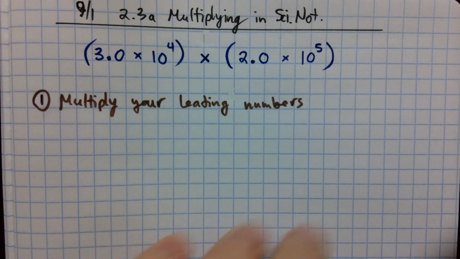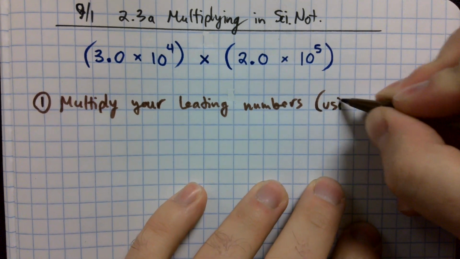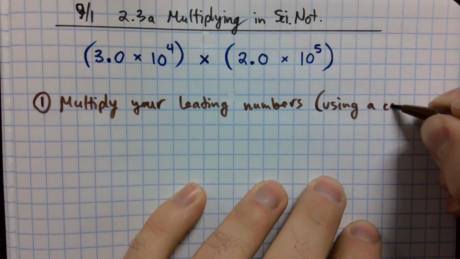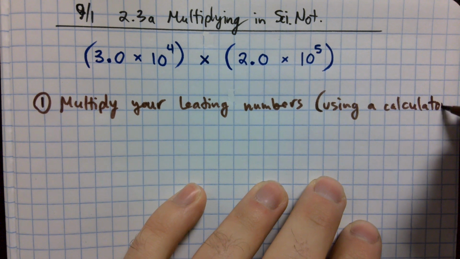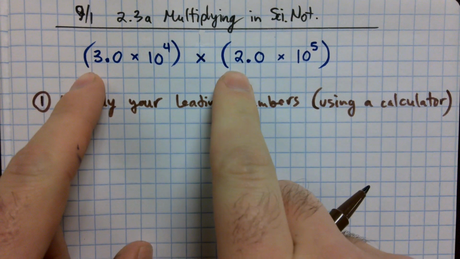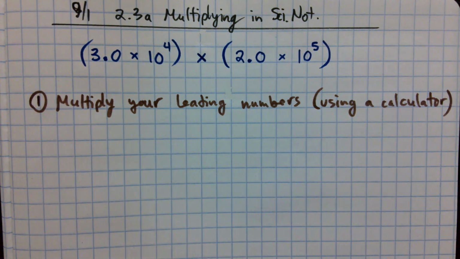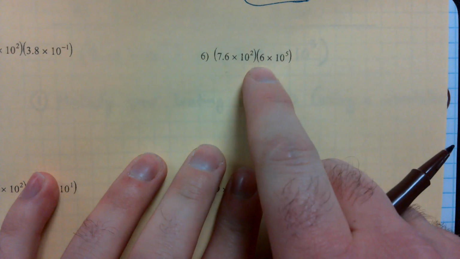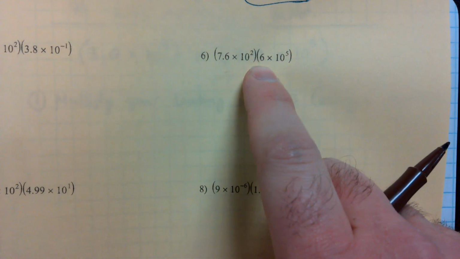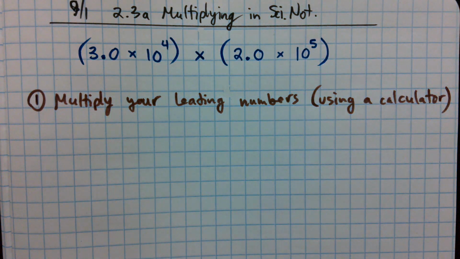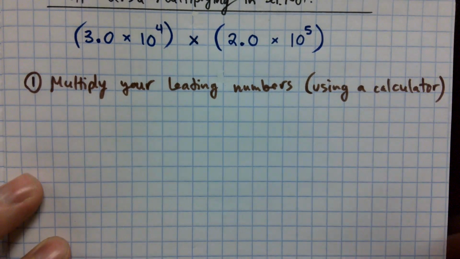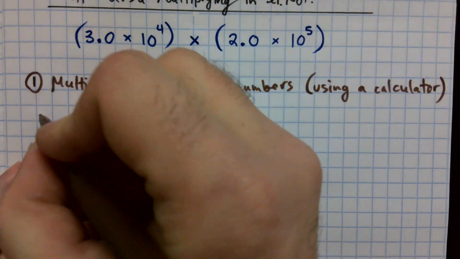So you're going to multiply your leading numbers using a calculator. Now with this example, we don't even need a calculator, right? Because what's 3 times 2? 6, right? But when we have something like 7.6 times 6, that's going to be a little bit harder for us to do in our heads, so we'll use a calculator for that. Step 1, multiply your leading numbers.